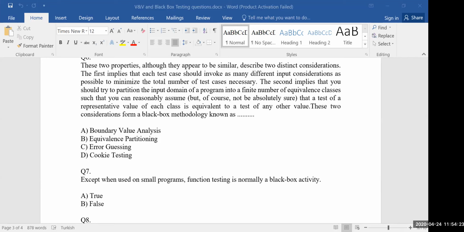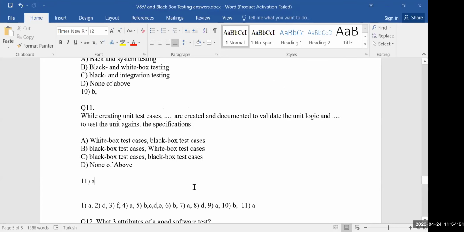How about the last question of this part? While creating unit test cases, white box test cases are created and documented to validate the unique logic, and black box test cases to test the unit against the specifications. Then let us continue with the questions in the C part.